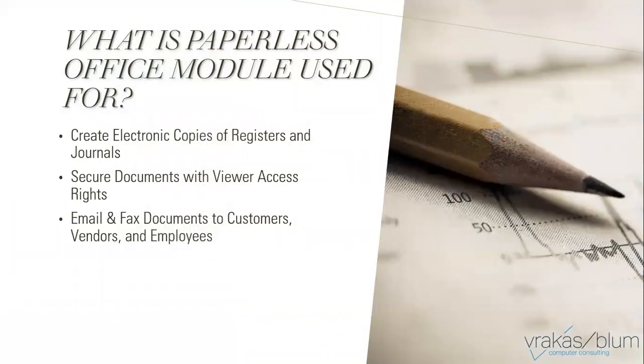Sage 100 Paperless Office can be used to create and house electronic copies of registers, journals, and documentation. And if you choose, you can secure those electronic copies with viewer access rights. Paperless Office can also be used to email and fax documents to customers, vendors, and employees. Sage 100 Paperless Office is part of your Sage 100 install and can be used by all customers that would like to eliminate paper copies of their registers, journals, and reports, or if you're just looking for an easier way to email documentation. Let's take a look at what the solution looks like in our Sage environment.